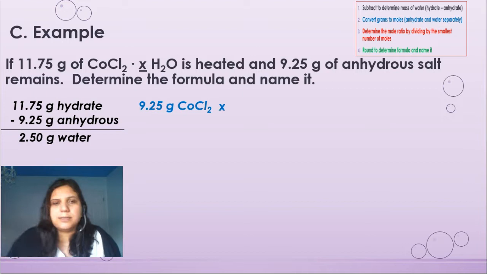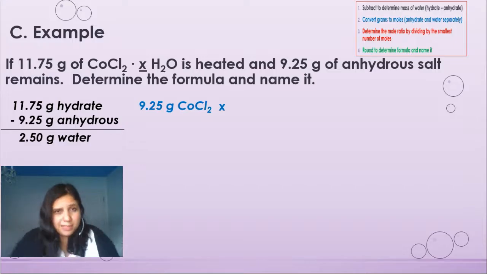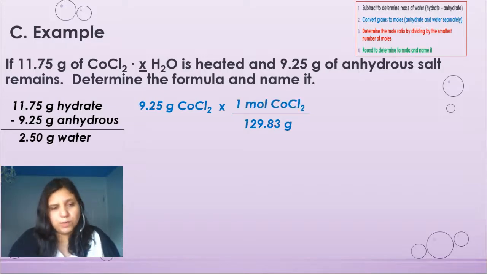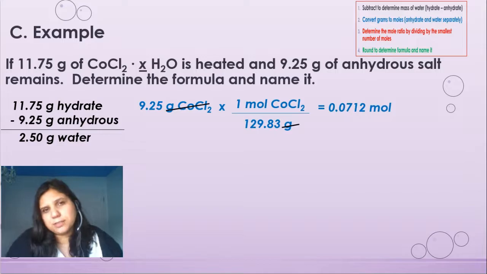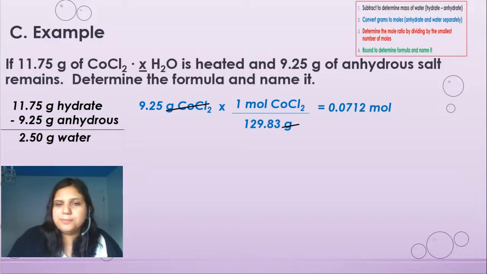All right, so let's see. Molar mass of cobalt 2 chloride: 1 cobalt plus 2 chlorines, looking that up in my periodic table, comes out to be 129.83 grams. That's equal to 1 mole. Okay, grams cancel, and I get 0.0712 moles. That's how many moles of cobalt chloride there are in this sample.